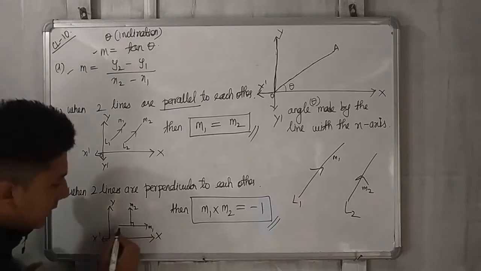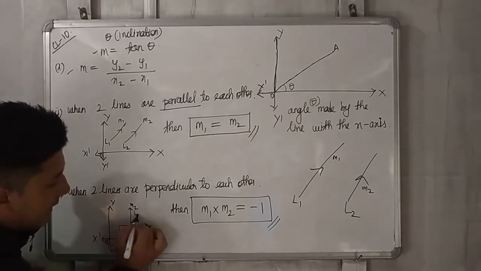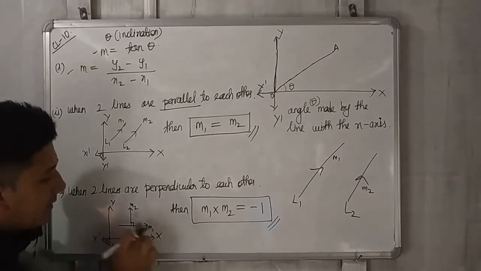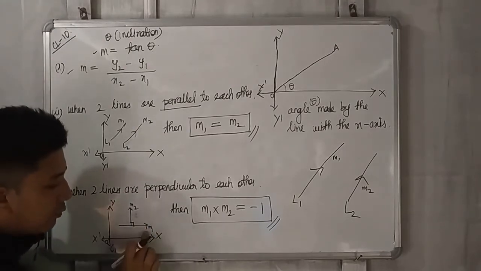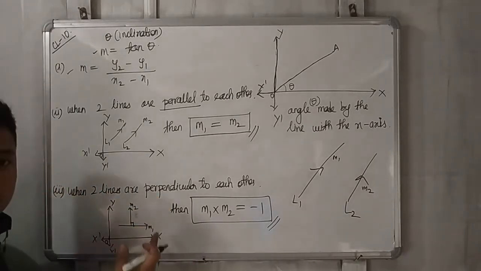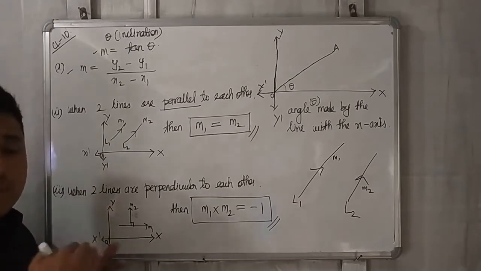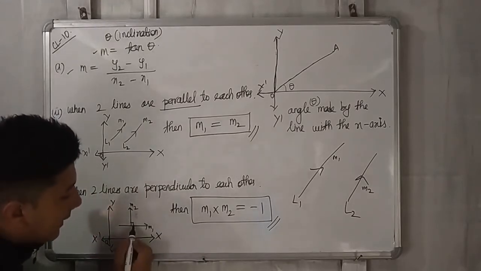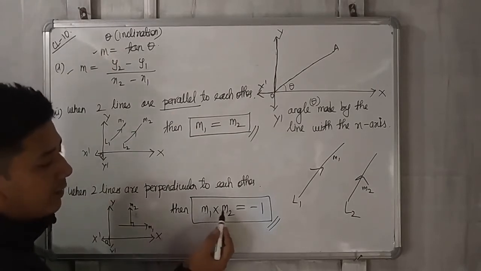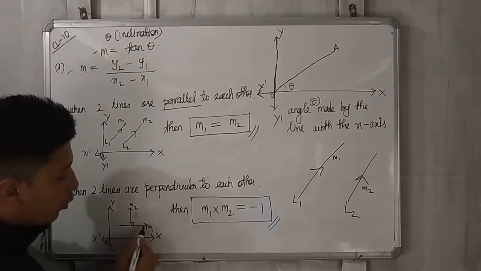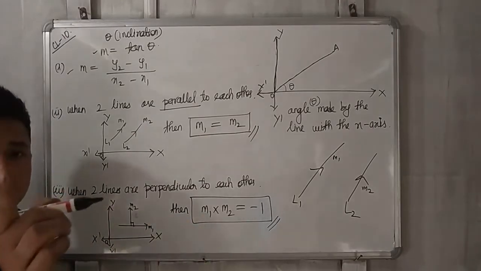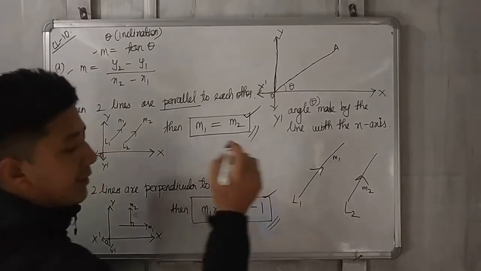Same case, but now when the two lines are perpendicular to each other. This is my line L1 and this is my line L2. Don't get confused, this is one line, this is the other line. The first line has slope M1, the second line has slope M2, but the case is different here. These two lines are perpendicular to each other, making 90 degrees. If this is the case, then the product of the slopes, M1 into M2, is equal to minus 1. Are you understanding my point?